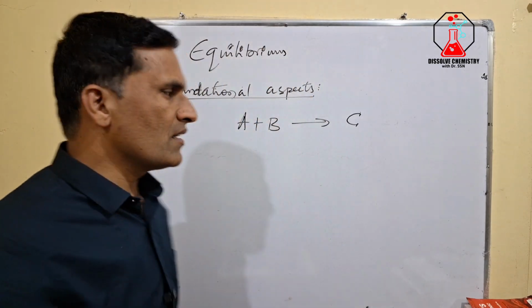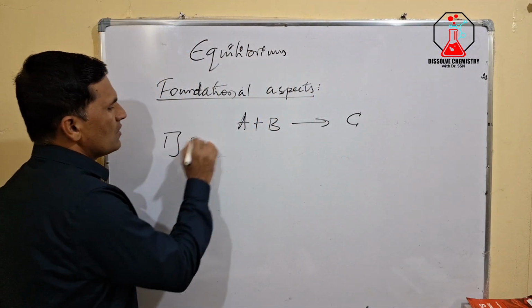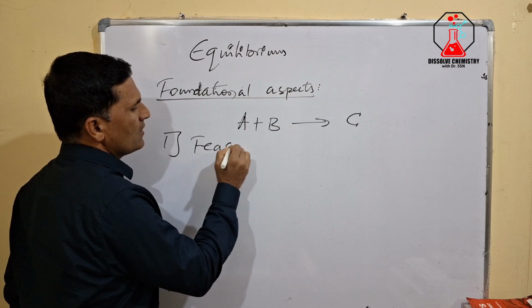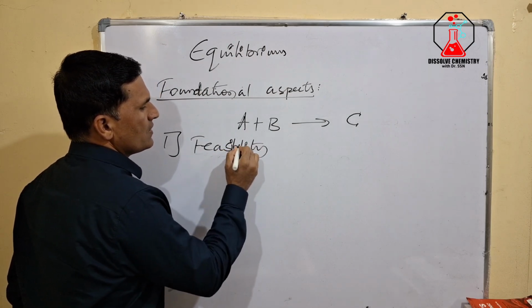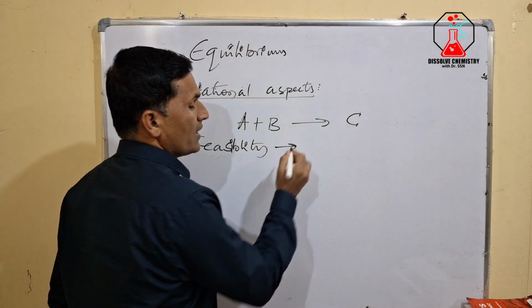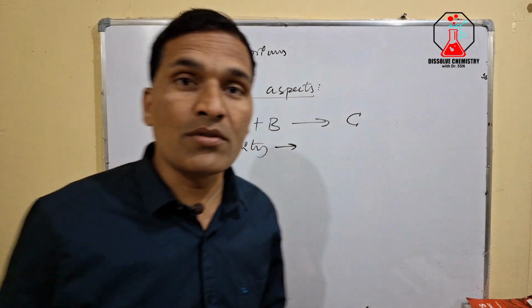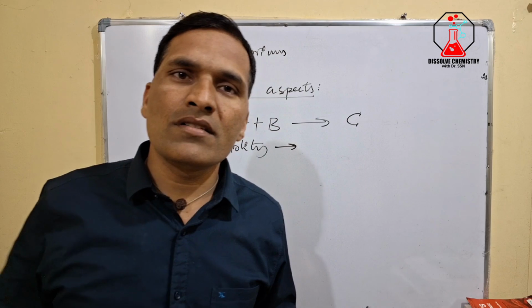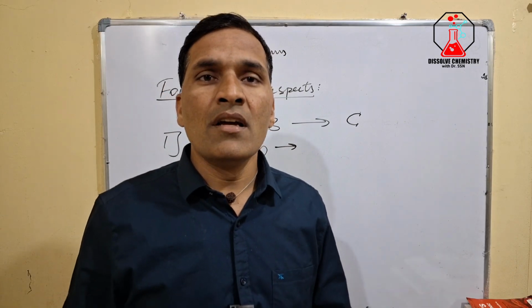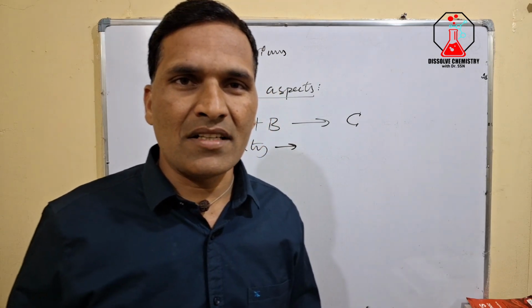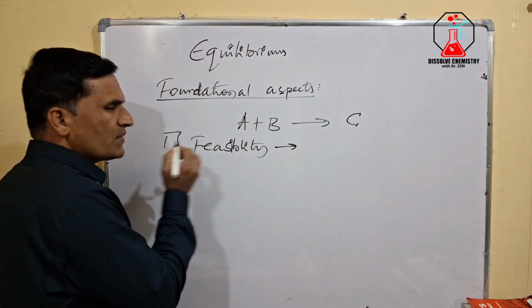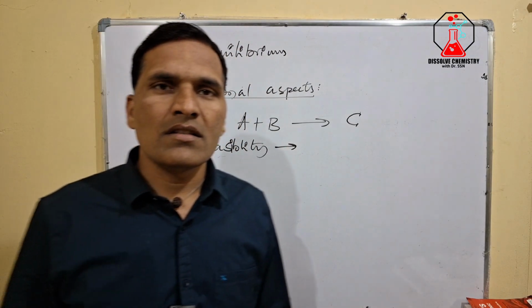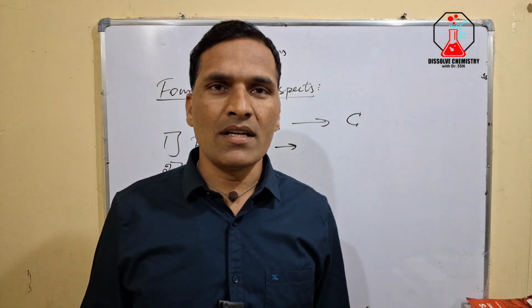The first thing is that we have to know the feasibility, whether the reaction we have designed is feasible or not. Whether this reaction between A and B is going to occur in the given conditions, or what type of conditions I have to maintain to bring about that particular reaction. That we call feasibility.